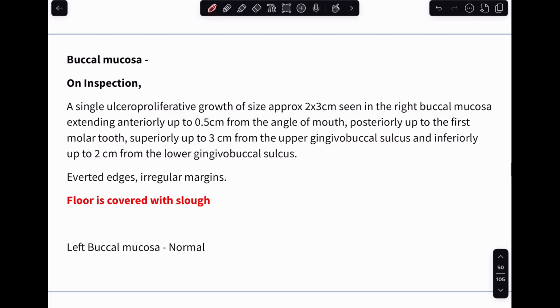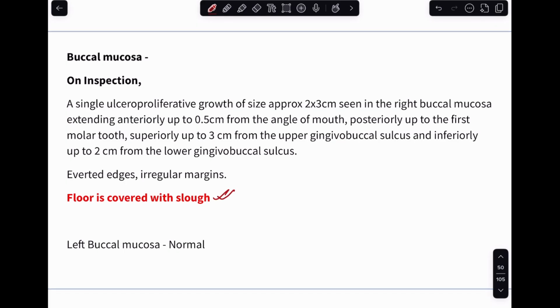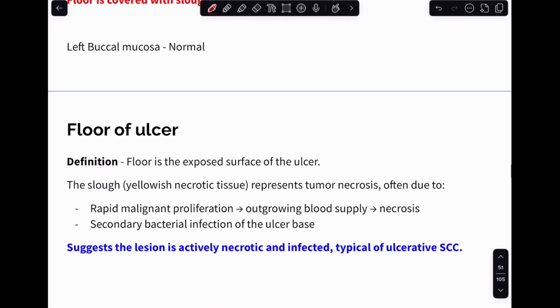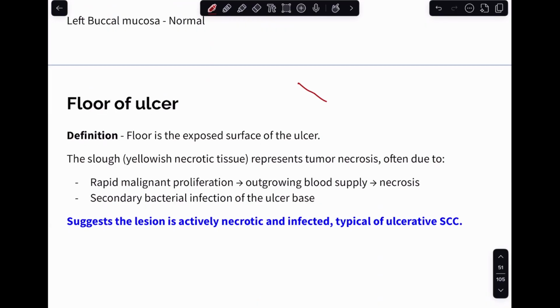Moving on to the next point, we have seen that the floor is covered with slough. Now, what is the floor? If you had seen in the image that we have seen before, this is the base and this is the floor. Floor is basically the exposed surface of the ulcer. Base cannot be seen on inspection, but base is something that we have to palpate. We'll talk about it under palpation. So floor is basically the exposed surface of the ulcer.